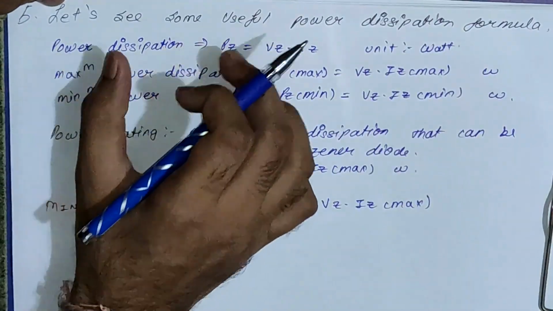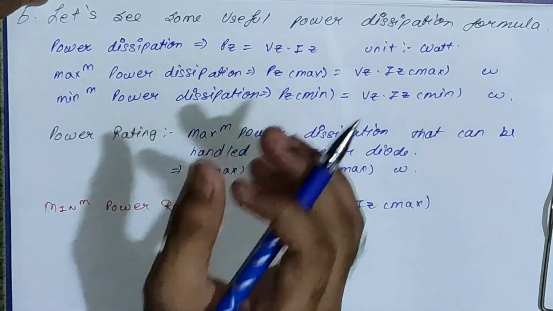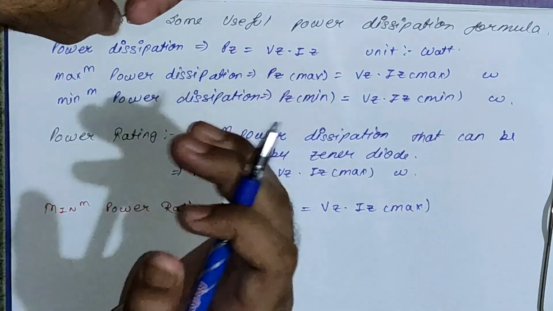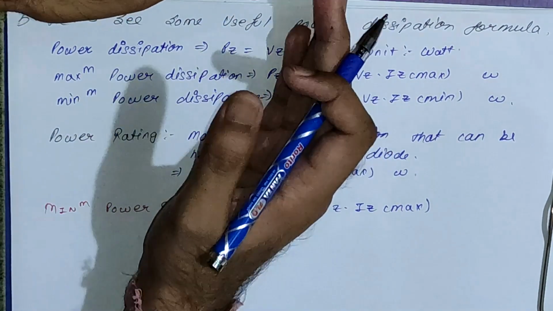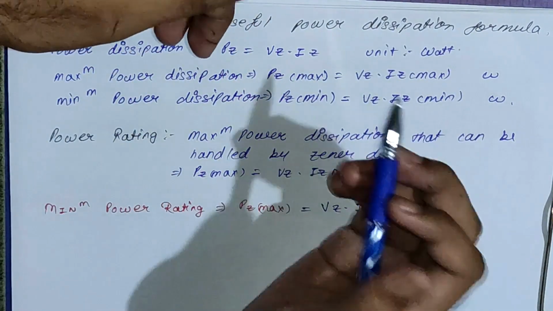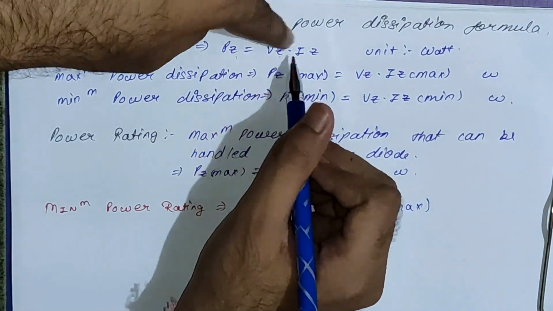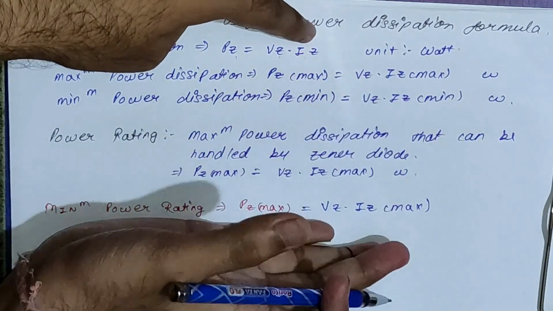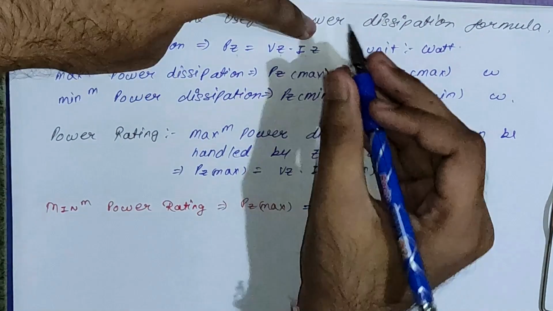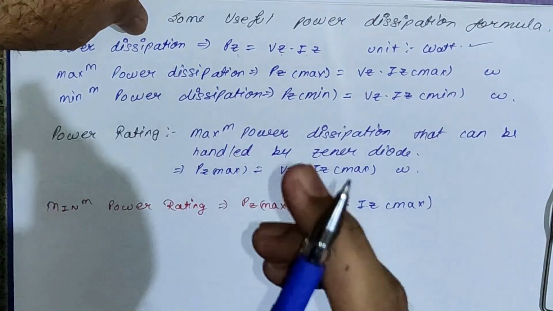Now let's see some useful power dissipation formulas from which direct questions have been asked. We know that power dissipation in any element is nothing but voltage across that element multiplied by current flowing through that element. So for Zener it will be Pz equals Vz into Iz. Vz is the voltage across the Zener diode and Iz is the current flowing through that Zener diode. And the unit for power is watt, right? This is what we all know.